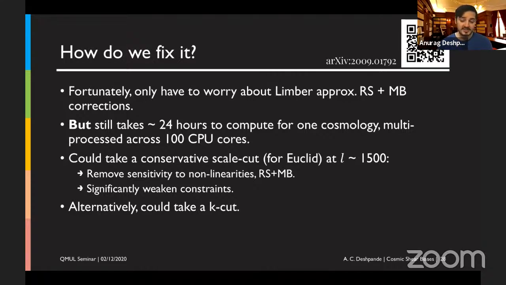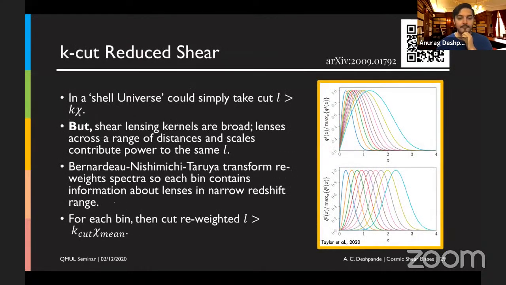Now, the alternative is that we could take a K-cut, and a K-cut would translate into basically a redshift dependent L cut. So a K-cut would basically be equivalent to taking a cut at some physical scale. In a hypothetical shell universe, we could simply use the Limber approximation and just take a K-cut at some L above some K-cut defined value, times comoving distance. But in practice, the shear lensing kernels are broad.